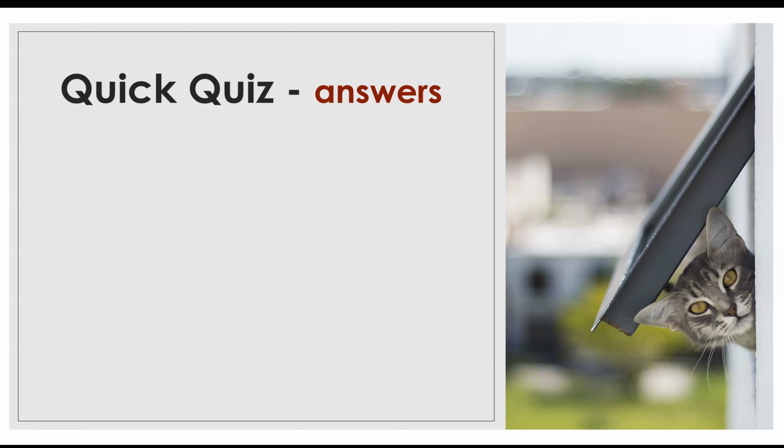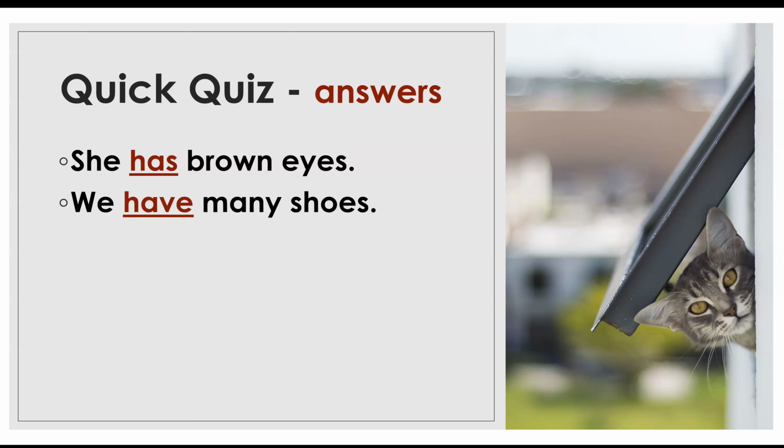Okay, so here are the answers. I hope you wrote them in your notebook. First one, she has brown eyes. Okay, she is one woman. We have many shoes. Okay, we is 2 people or more. Next one, my neighbor has a cat. There's the little cat right there. So my neighbor means one man or one woman.